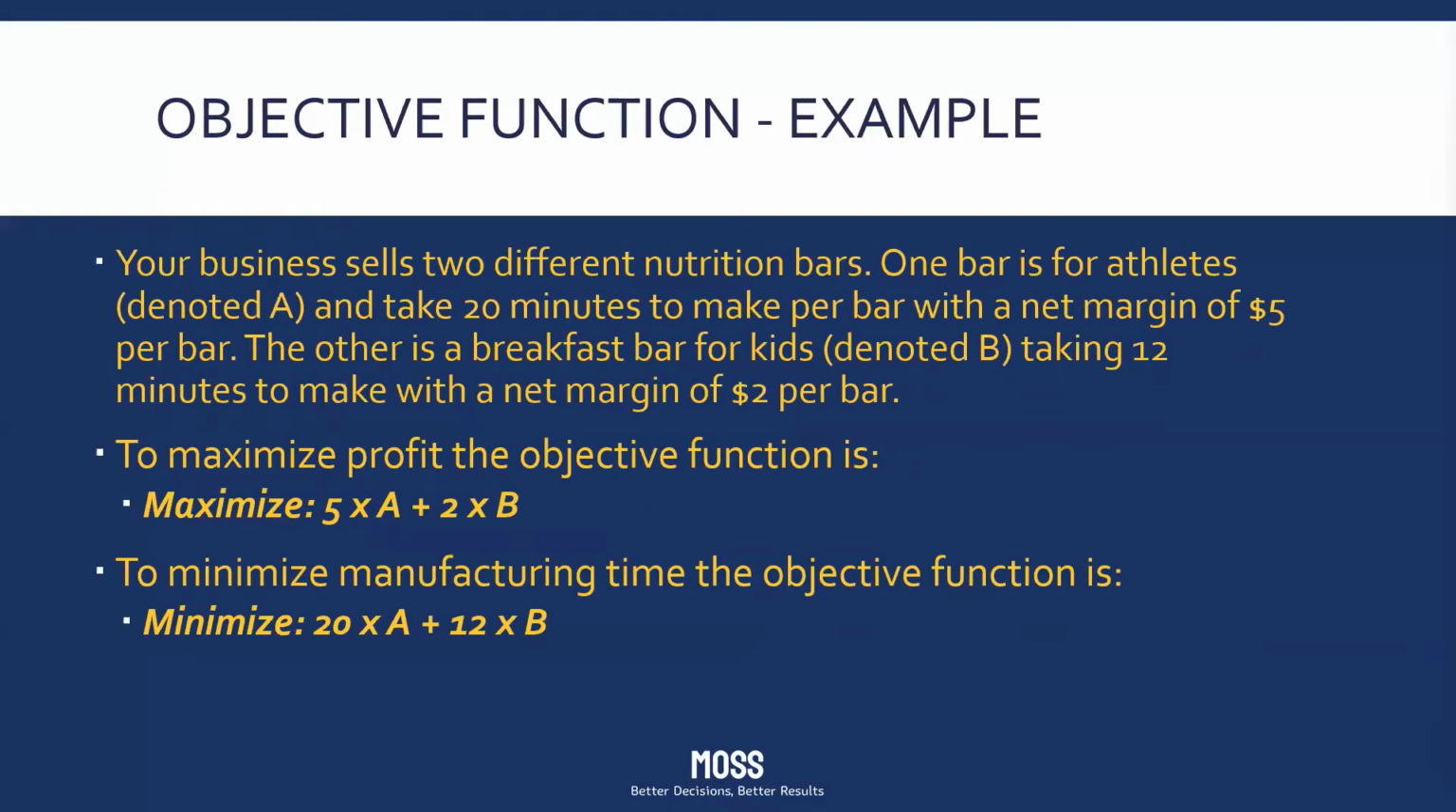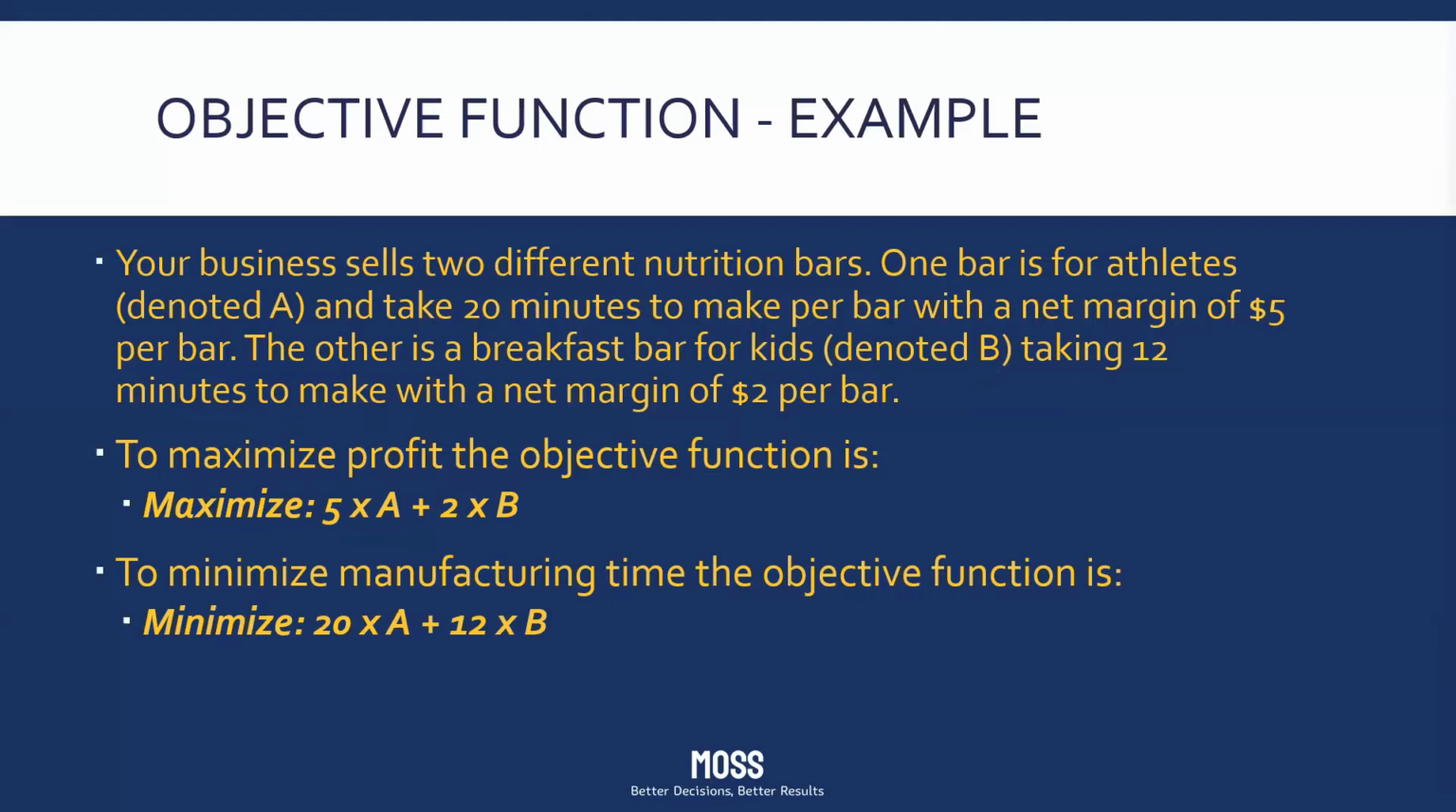To explain further, let's consider a simple example. Your business sells two different nutrition bars. One bar is for athletes, denoted A, and takes 20 minutes to make per bar with a net margin of $5 per bar. The other is a breakfast bar for kids, denoted B, taking 12 minutes to make with a net margin of $2 per bar. If we want to maximize profit, the objective function would be written as $5 per bar times A, the number of bars made, plus $2 per bar times B, the number of bars made.